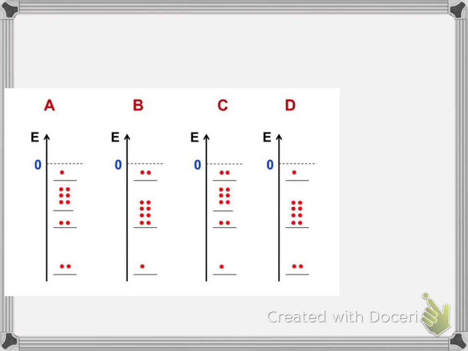Right, so this question is about the correct electron energy diagram for sodium. Sodium has 11 electrons and 11 protons. Remember, the 11 protons are down here, so down here is where the nucleus is. At 0 is the edge, where the electrons would be lost at any energy above 0.